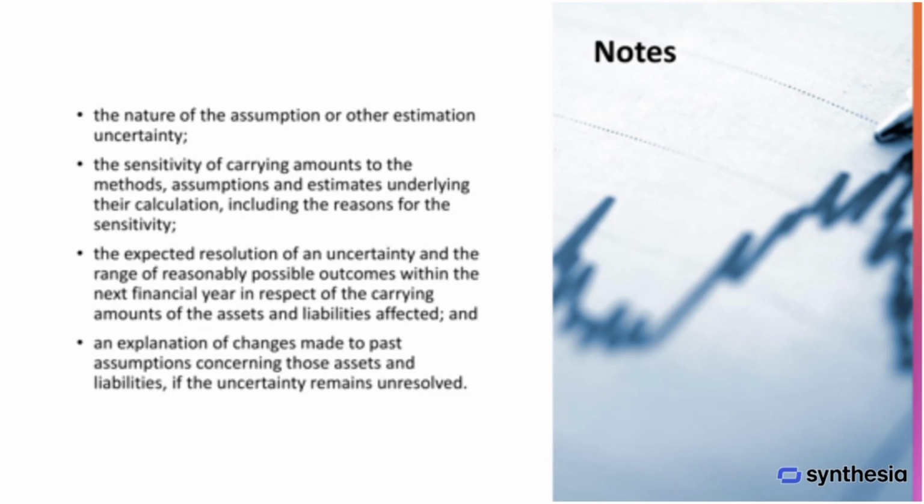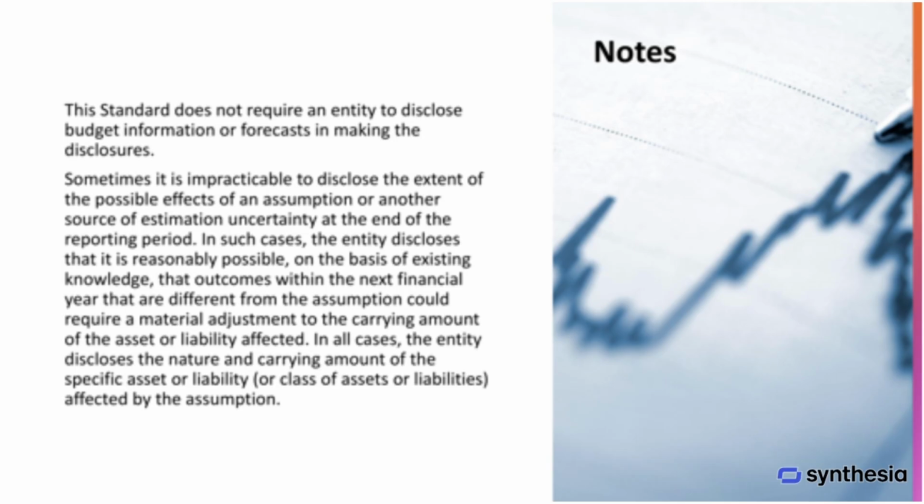Examples of the types of disclosures an entity makes are the nature of the assumption or other estimation uncertainty, the sensitivity of carrying amounts to the methods, assumptions, and estimates underlying their calculation, including the reasons for the sensitivity, the expected resolution of an uncertainty, and the range of reasonably possible outcomes within the next financial year in respect of the carrying amounts of the assets and liabilities affected, and an explanation of changes made to past assumptions concerning those assets and liabilities if the uncertainty remains unresolved. This standard does not require an entity to disclose budget information or forecasts in making the disclosures.